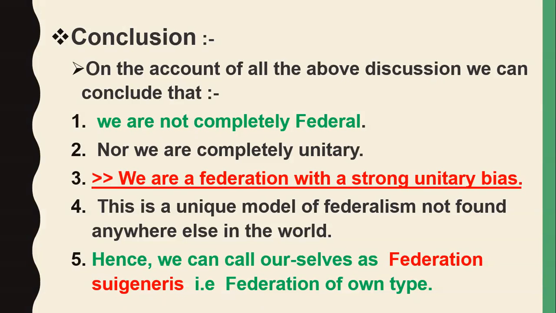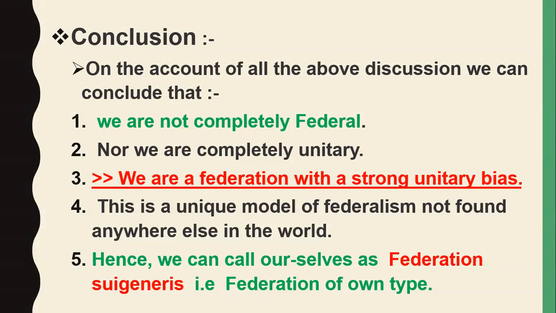Now friends, this is a unique model of federation not found anywhere else in the world. It is a very unique model of federation designed in India. We are a federation, but we have more unitary features than federal features. The basic nature of the Indian constitution is federal, but even so, the unitary features are more. So we have a very strong unitary bias, and this model is not found anywhere else in the world except India. Hence we can call ourselves Federation Sui Generis.